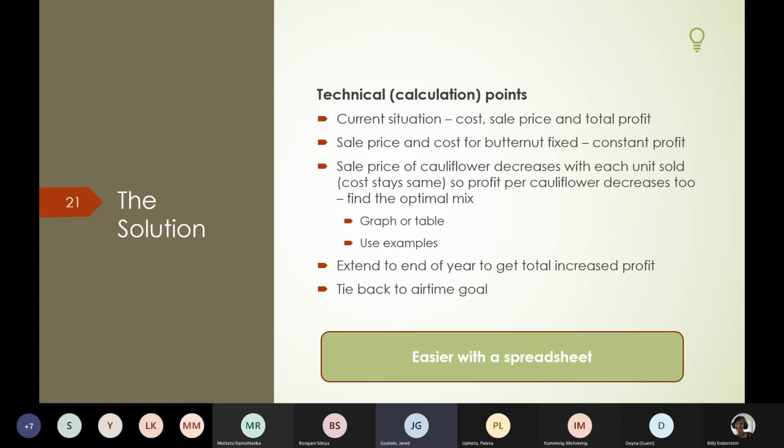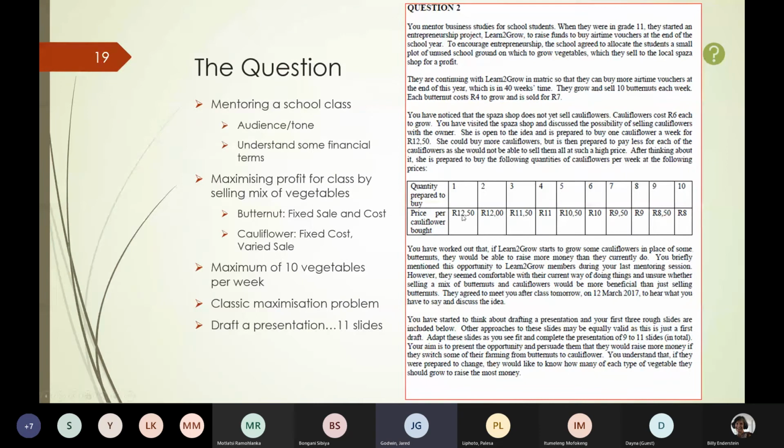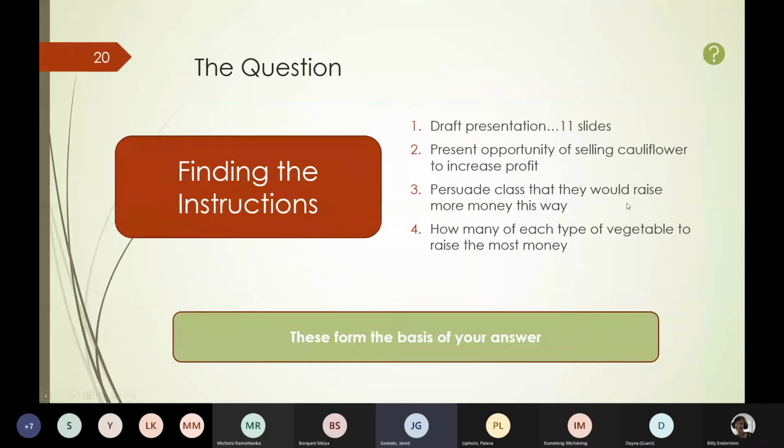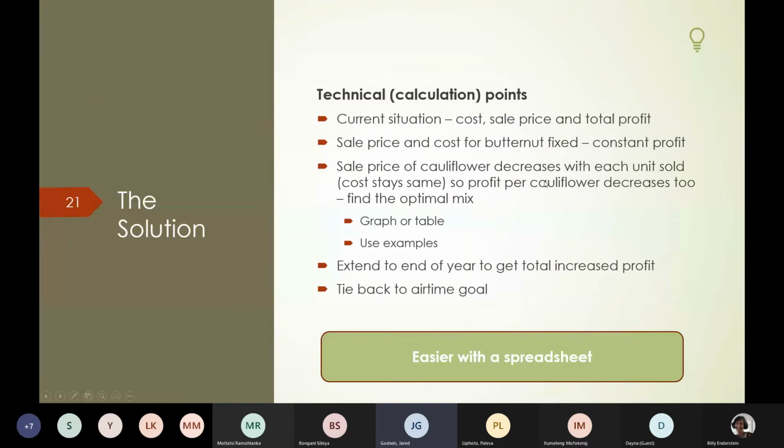But the sale price, as we saw looking at the paper here, goes down for each additional cauliflower that we want to sell, which means that if that's going down, but the cost price is fixed, so it says the cauliflowers cost 6 Rand each to grow. So cauliflowers had a fixed cost price, but they had a variable sales price. And that means that the profit per cauliflower decreases the more you sell. And that was key, because that meant that you had variable profit for the cauliflower, whereas you had constant profit for the butternut. So I hope that's clear.